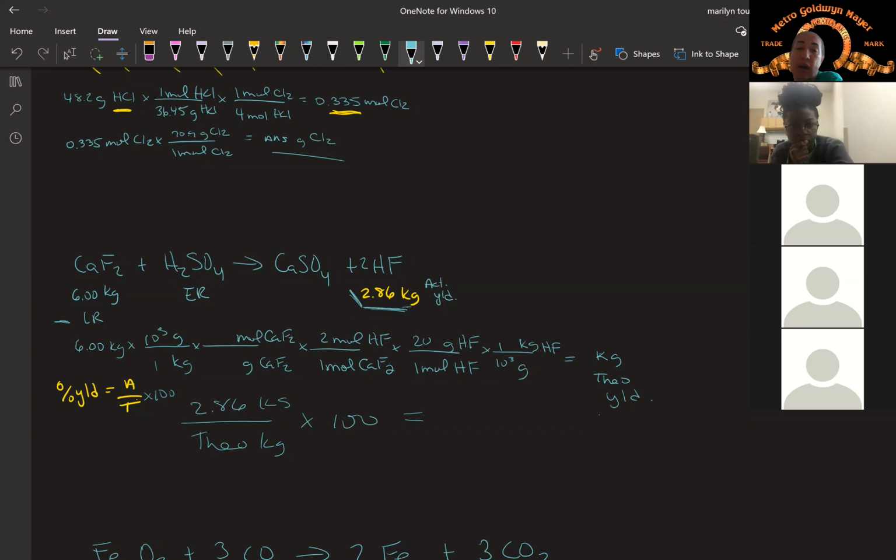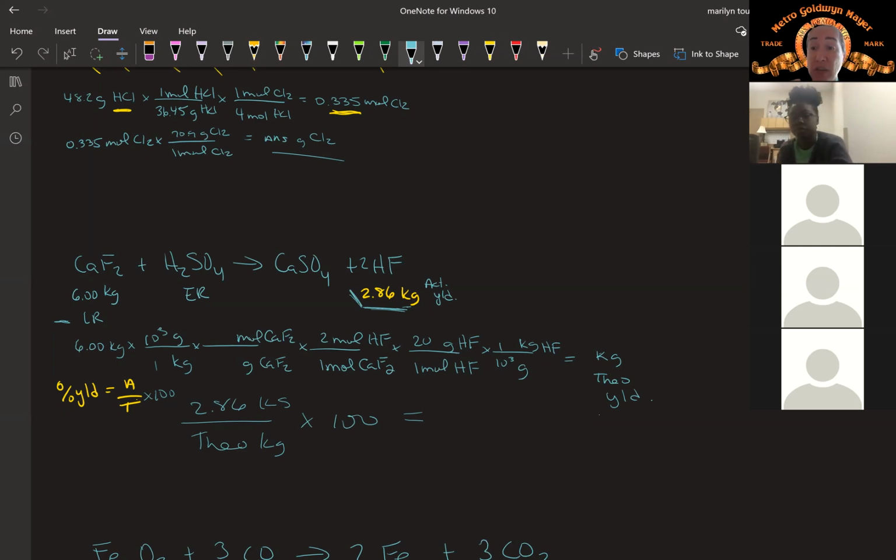Look, okay, let me read you the problem, because it's all about understanding the problem. Let me read it again slowly. It says, in one process, 6 kilograms of CaF2 are treated with an excess of H2SO4 and yield 2.86 kilograms of HF. So the first question that I asked before we did any of the problem is, is that the actual yield, or is that the theoretical yield? If it says it yielded, so that's what they actually got, then that is not the theoretical yield. That is what they actually got with mistakes, because they're human.